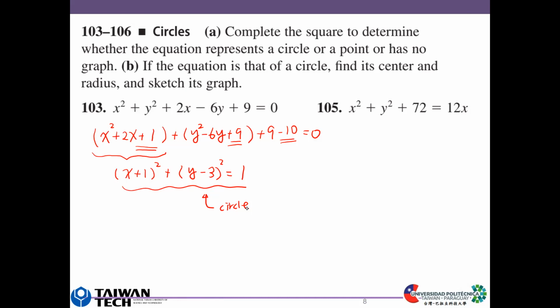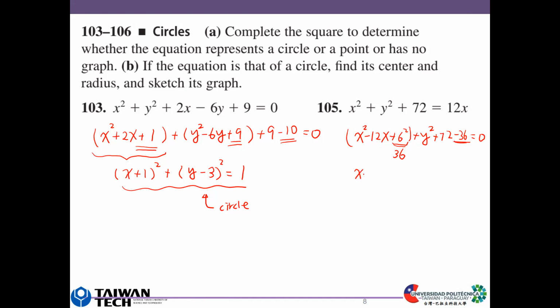And then we look at problem 105. For 105, we're doing the same thing. We have x squared minus 12x, and then we leave it blank, plus y squared plus 72, and we leave blank equals 0. In order to make the first term a square, we need to put plus 6 squared, right? 6 squared is 36, which means we need to minus 36 here because we add 36 on this blank.